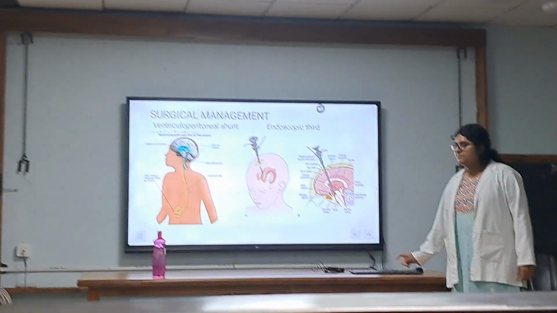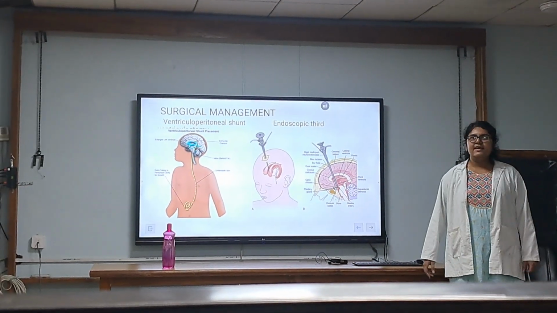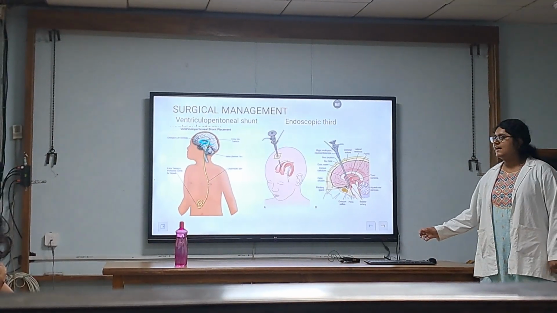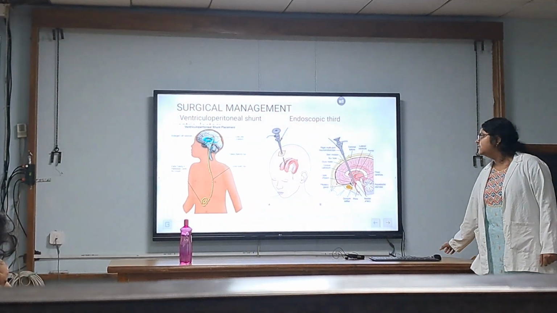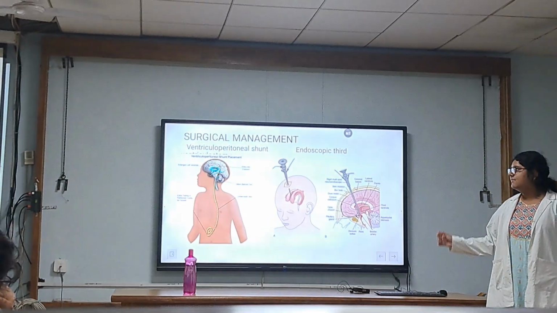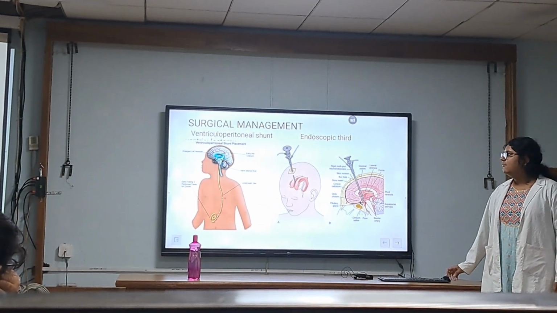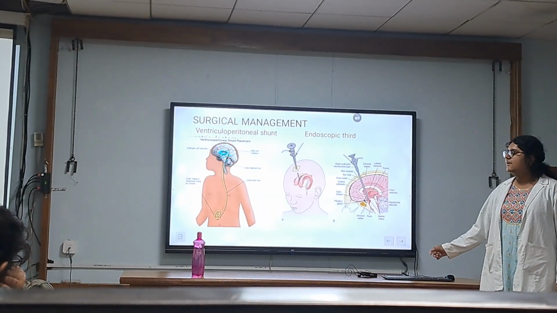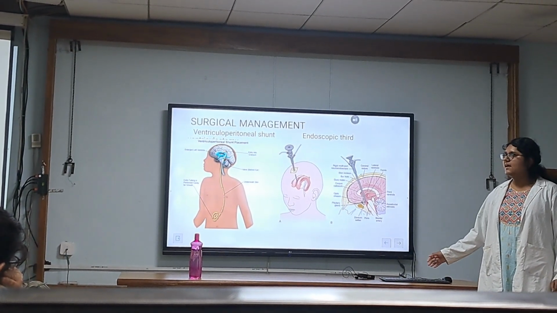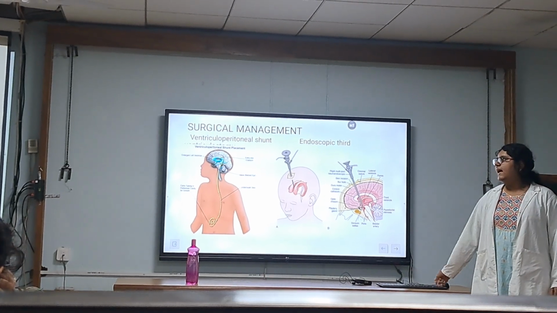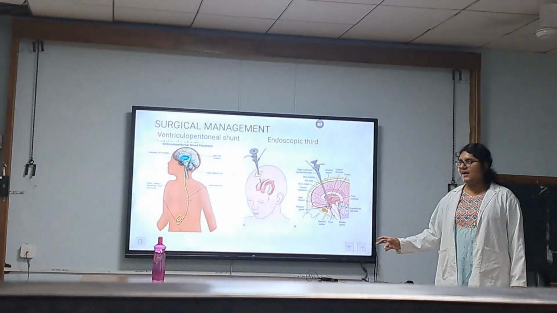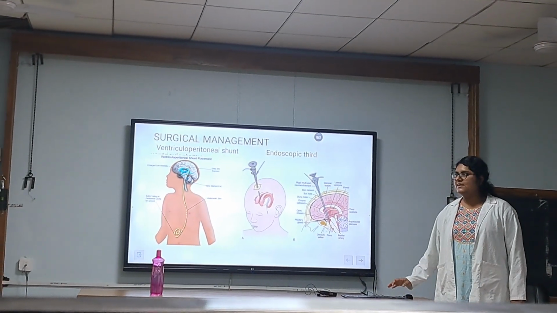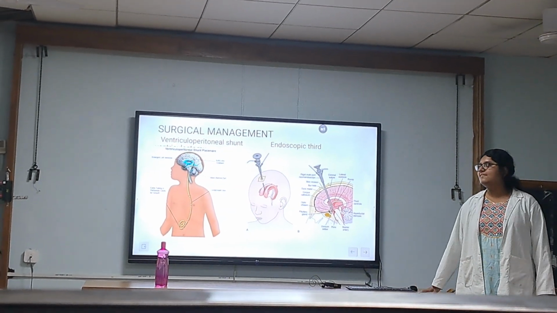Mostly the management is surgical, and a shunt is given to the patient. It consists of two catheters. One catheter is inserted into the lateral ventricle and another one is placed subcutaneously into the abdomen, and these are joined by one shunt valve, which acts as a reservoir for CSF and maintains the flow of the CSF.